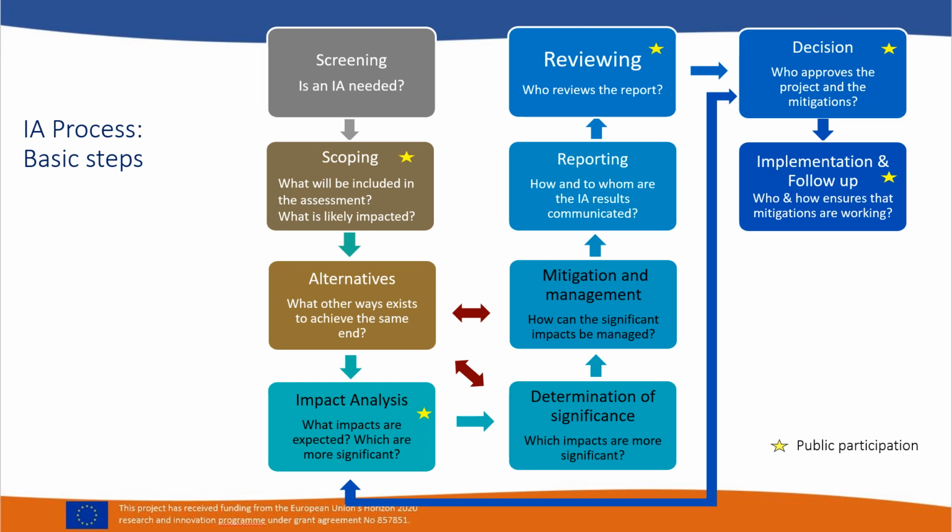And so after we have determined the significance, the next step is mitigation and management. And that means that we have identified what impacts are negative. So we need to think, what are we going to do now about those impacts? Ideally, we will try to find ways to avoid those impacts from happening, but if that is not possible, then we will have to mitigate them. And then the next step is to produce the environmental impact assessment report.